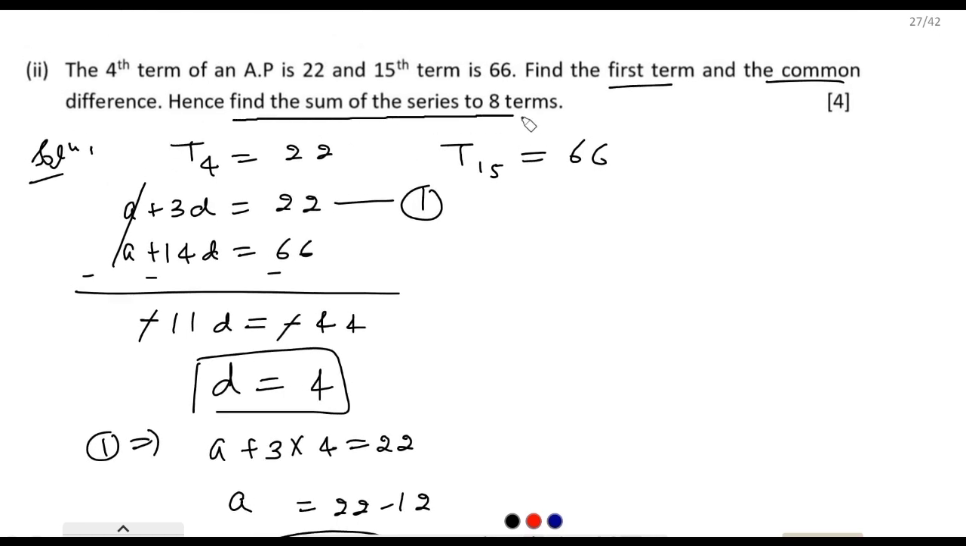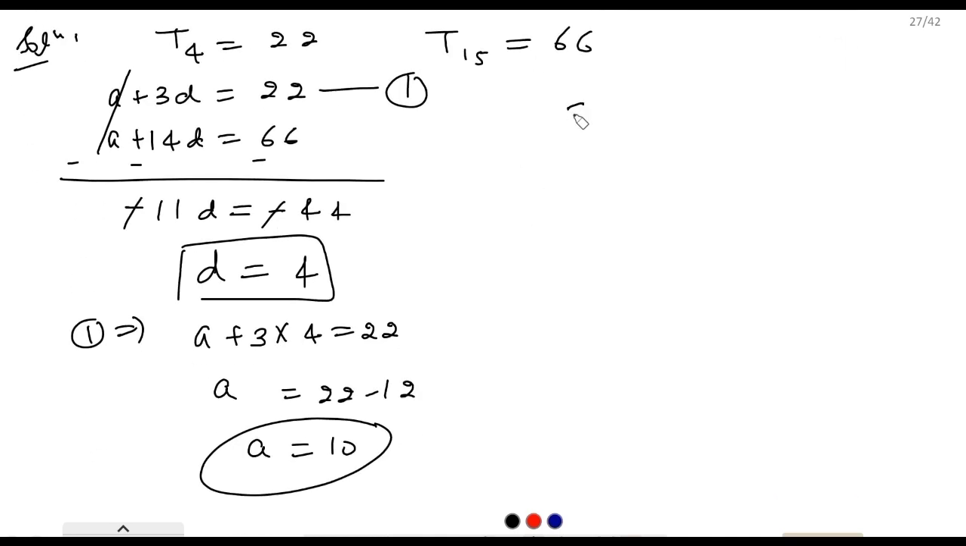Find the sum of the series to 8 terms. We have to find S8, that is n by 2, 2a plus n minus 1 into D.